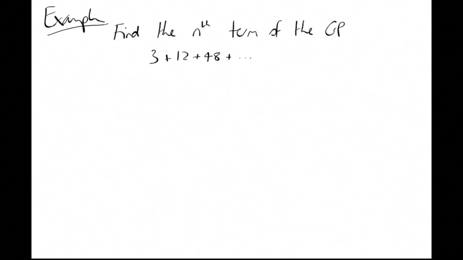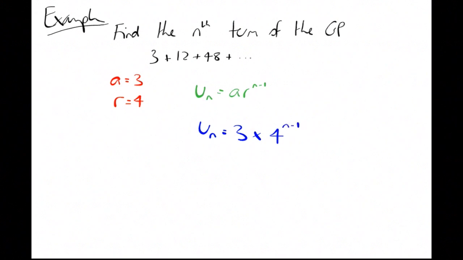We'll look at an example, find the nth term of the GP, 3 plus 12 plus 48 and so on. Well, we can see very clearly the first term is 3. The common ratio, what you times by to get from term to term, is going to be 4. 3 times 4 is 12, 12 times 4 is 48. So the nth term, we're just going to use our formula un equals ar to the n minus 1 to give us un equals 3 times 4 to the power n minus 1. We could tidy that up, but I'm going to leave it like that for now.